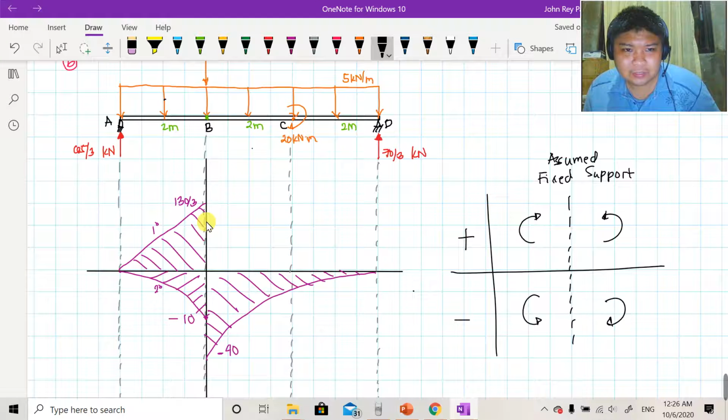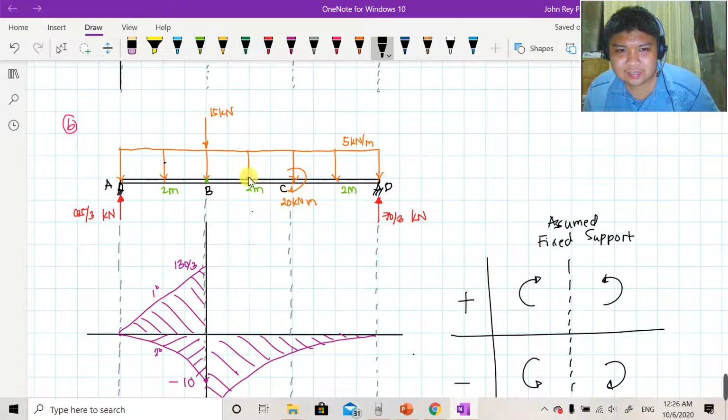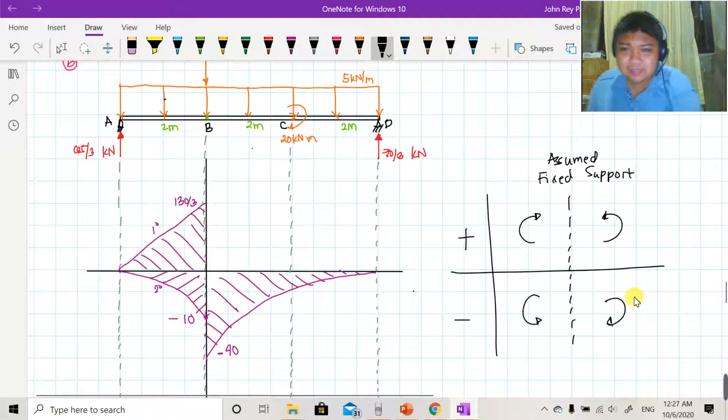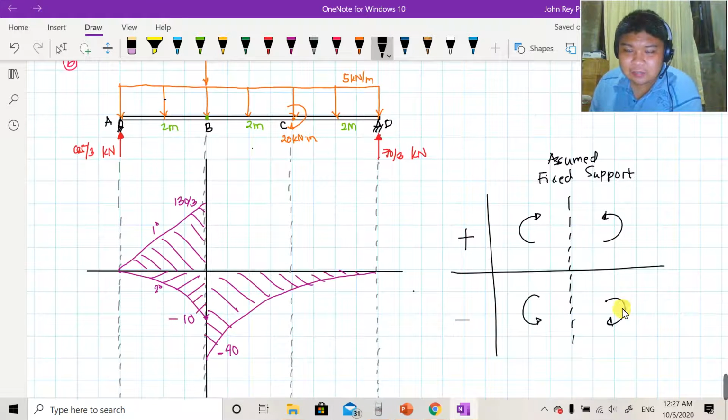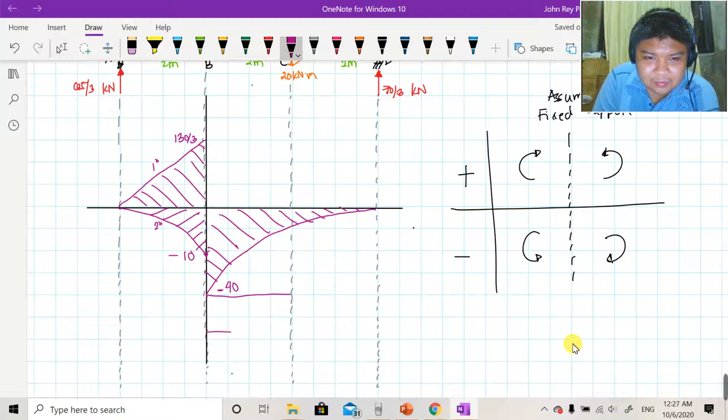So tingnan mo, ito pa rin yung fixed support, tapos ito pa rin yung point B, tapos this is here. So check natin, nasa gawing kanan siya, 'di ba? So ito yung fixed support, nasa gawing kanan, check mo siya, nagre-reflect pa rin siya as negative. So ayan, magiging negative 20 pa rin. Pero yung distribution niya is dito lang. Okay, so ganito lang ang magiging itsura niyan. So this is negative 20.